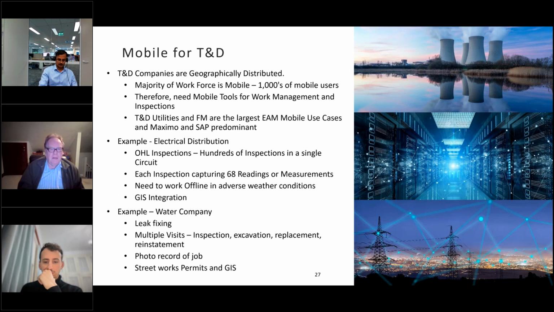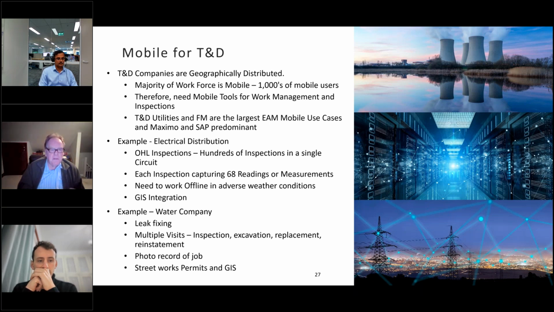And the largest enterprise asset mobile use cases are typically T&D utilities, and the other one is facility management. And Maximo and SAP are the predominant systems in that space. So when I'm talking about mobile, I apologize, I'm going to be talking mainly Maximo, because Maximo is an open system, and there's about 20 different mobile solutions available from different vendors. SAP, not so many, and the other EAM systems tend to be fairly limited in the mobile solutions. People either use the vendor's mobile solution or they use a custom bespoke development.